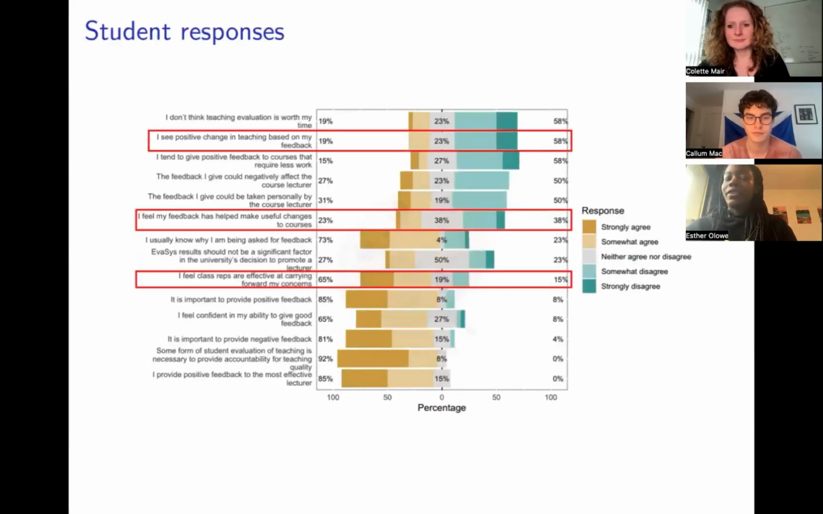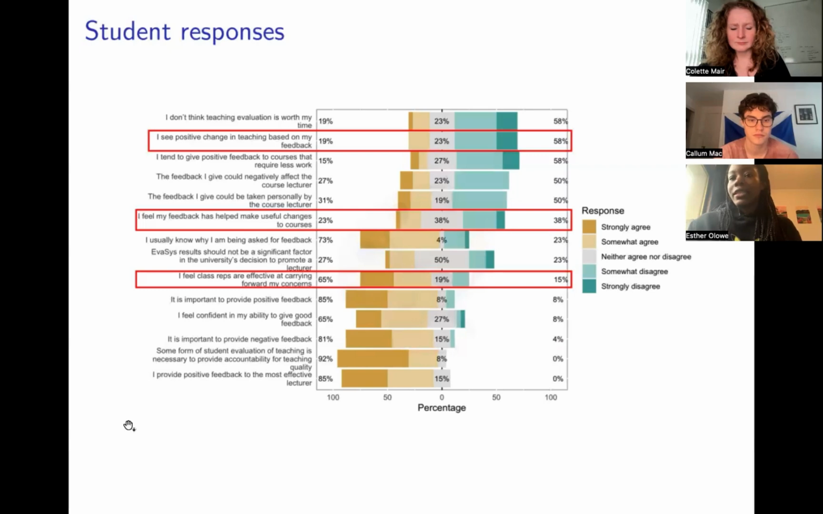So the first set of results is showing the student responses based on the student survey. I think the first important point to note is how students feel that lecturers make positive changes in teaching based on the feedback that students are giving. And from this, 58% of students said that they don't agree that lecturers are making any positive changes based on the feedback they give, and 23% are neutral. So that's a very large majority of the students that feel that their feedback isn't correctly or positively acted upon.